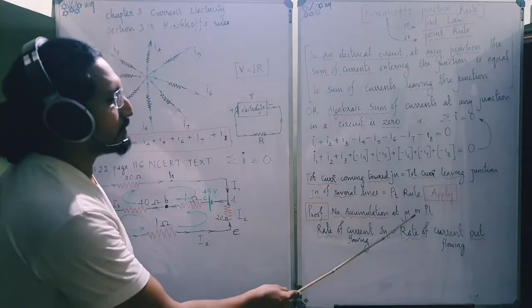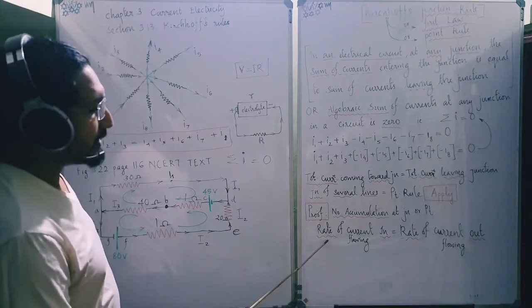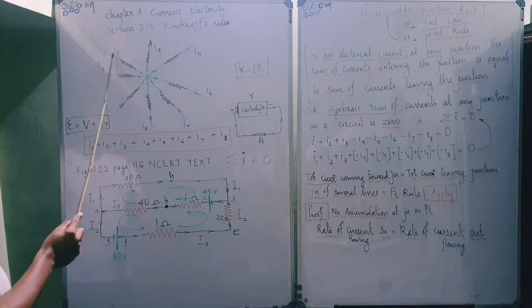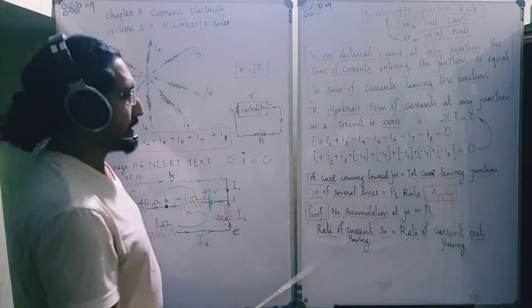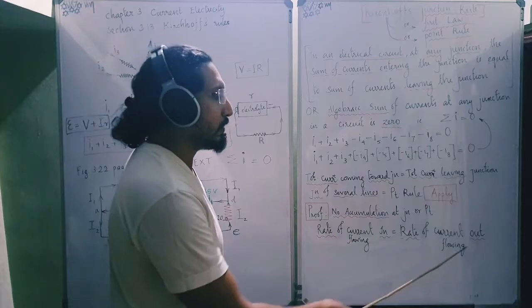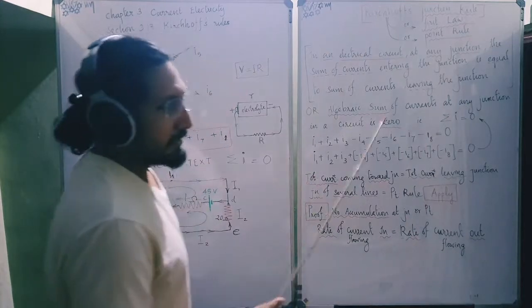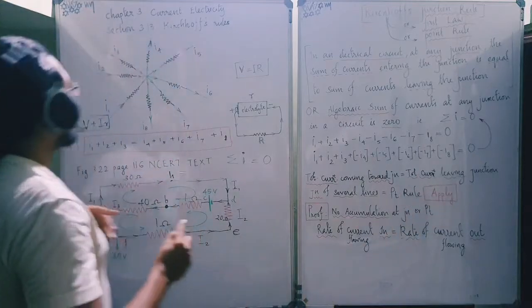That means no accumulation at the point of the junction. The rate of current flowing inward, that means the amount of water or current flowing through these, the total rate in is equal to the total rate out. That is written over here. That means the rate of the current flowing inwards is equal to the rate of the current flowing outwards. This is to be learned by heart well so as to score good marks, please.